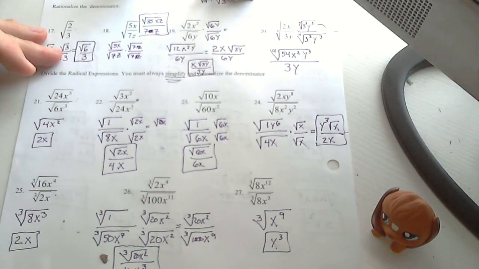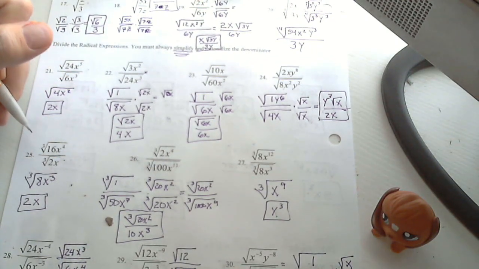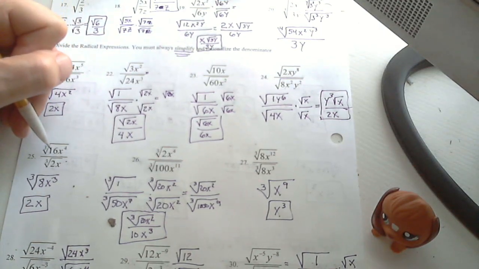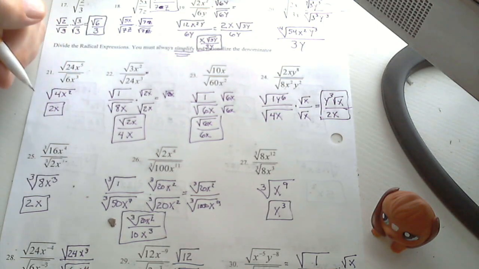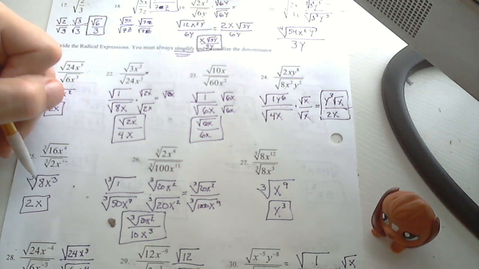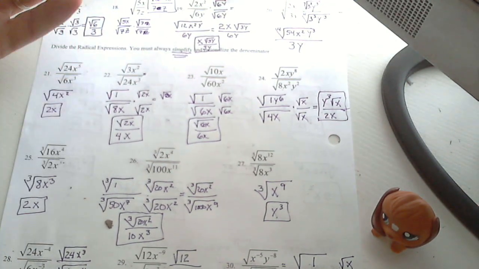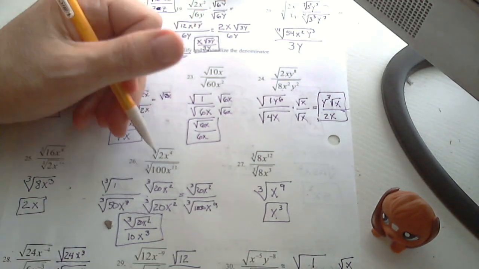Alright, number 25 here. So now we've got an index of 3. We're taking third roots, cube roots. 16 over 2 is 8. X to the 4th minus the little hidden 1 is x to the 3rd. These are both perfect. Cube root of 8 is 2. Cube root of x to the 3rd is x. Very nice. Starts out easy, gets a little harder.